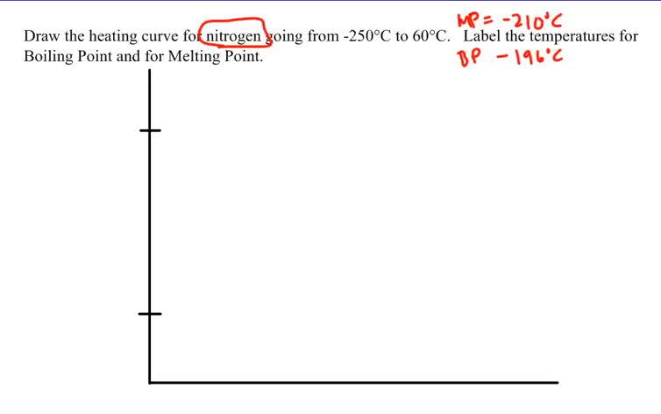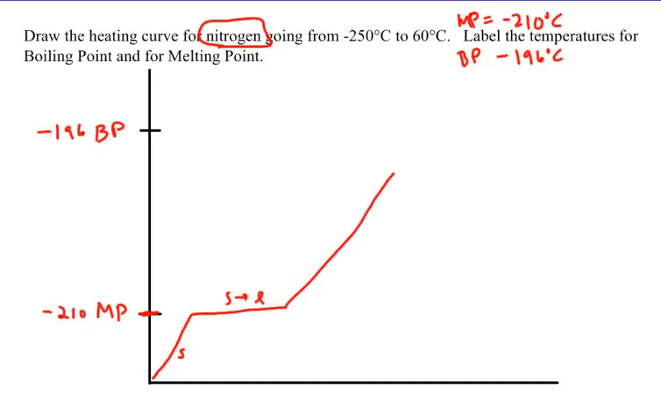Okay, so if this point right here is going to be the melting point, and up here this is going to be the boiling point. The boiling point we said was -196. The melting point is -210. So starting from -250, and this is not to scale at all, but we can conceptually draw this, that it'll come up to here. So what we have here is a solid, and while the solid is melting at -210, it should be a plateau. Once all the solid has turned into a liquid, the temperature will start rising again.